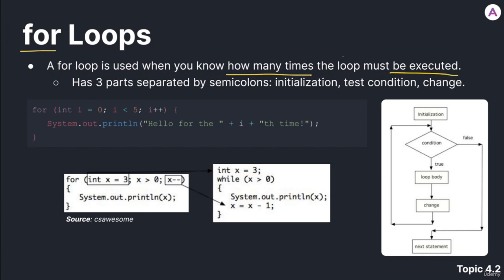It's also easier to use a for loop, and it makes it so that you make fewer mistakes when you're on the exam. A for loop has three parts in its declaration, and they're each separated by semicolons. The three parts are the initialization, the test condition, and the change occurring to the initialized variable. Let's look at an example for loop right here.